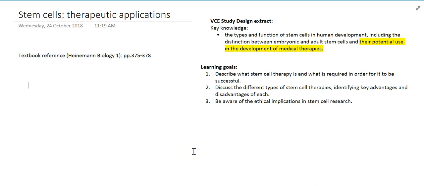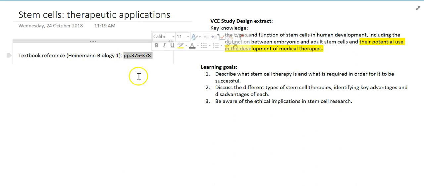All right, guys, we're on to the last part of chapter 8.4 on stem cells. So we're looking now at the applications of stem cells in therapy. If we look at the VCE study design, for the key knowledge descriptor here, we need to know about how stem cells can be used in medical therapies. The learning goals are right here, and a reference in your textbook on pages 375 to 378.